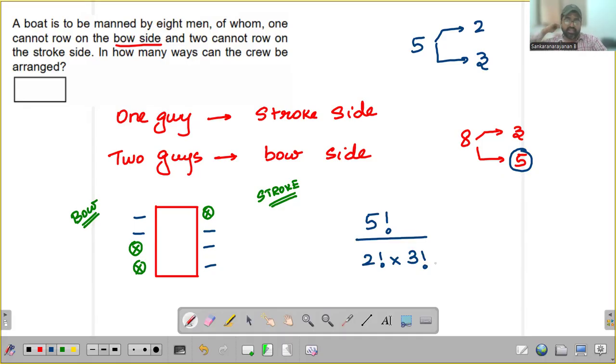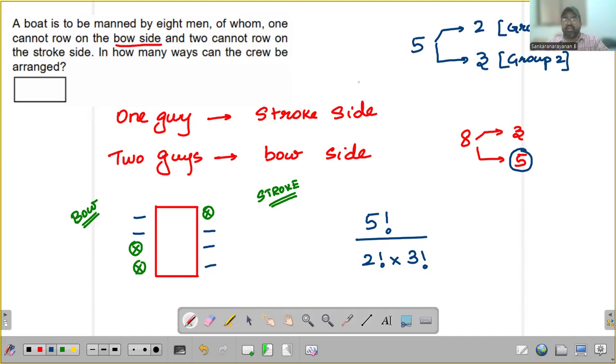This is an important result in our permutations and combinations. The total 5, you have to divide it into 2 groups. I'm writing it here, group 1. They will be sitting on the bow side, and group 2, they will be sitting on the stroke side. The number of ways you can do it, please be aware, is 5 factorial by 2 factorial into 3 factorial. So that way you can split those people.